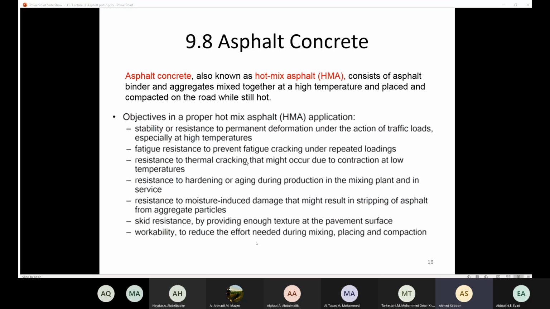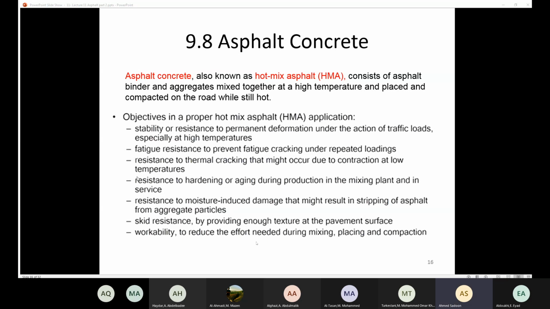Fatigue, which means that my material is going to get tired through the years and is not going to take the same load as before. We call this fatigue. So it should have fatigue resistance. Also, we should have resistance to thermal cracking that might occur due to contraction at low temperature. The thermal cracking especially takes place at low temperature because the material is going to be too brittle, and then the asphalt concrete is going to be susceptible to thermal cracking.